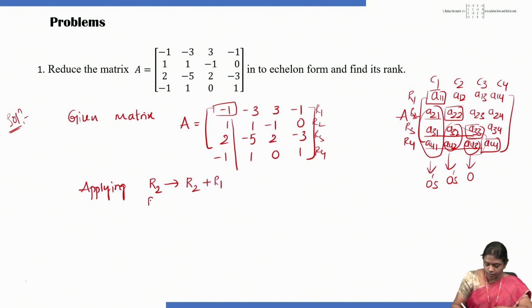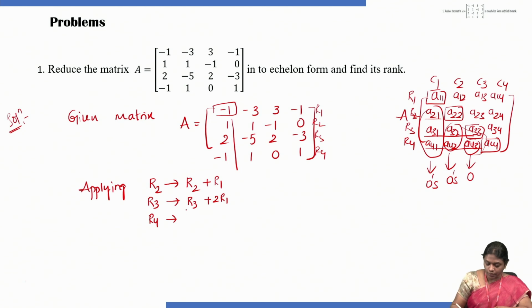The next operation is R3 tends to. Here I have 2 in R3 and -1 in R1, so I multiply R1 by 2: R3 tends to R3 plus 2R1. So that element is going to be 0. Next, R4 tends to.